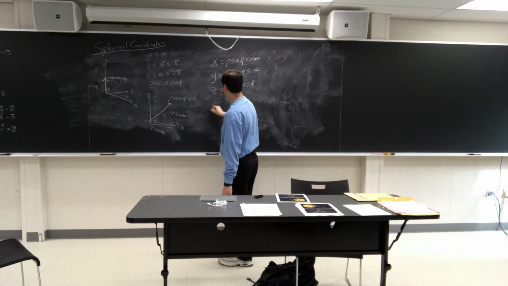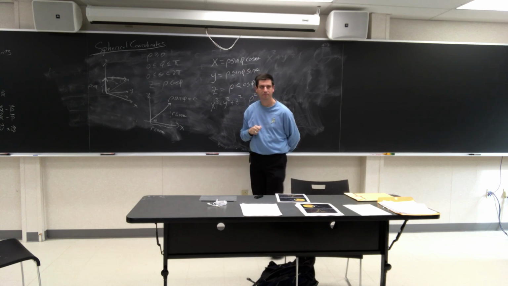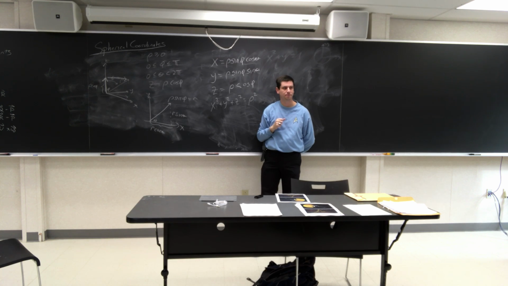And if you do some algebra, x squared plus y squared plus z squared equals rho squared. So if you just square things, you see everything has a rho squared. Sine squared phi, cosine squared theta, sine squared phi, sine squared theta; cosine squared plus sine squared is 1, then sine squared plus cosine squared is 1, you just get rho squared. Okay?